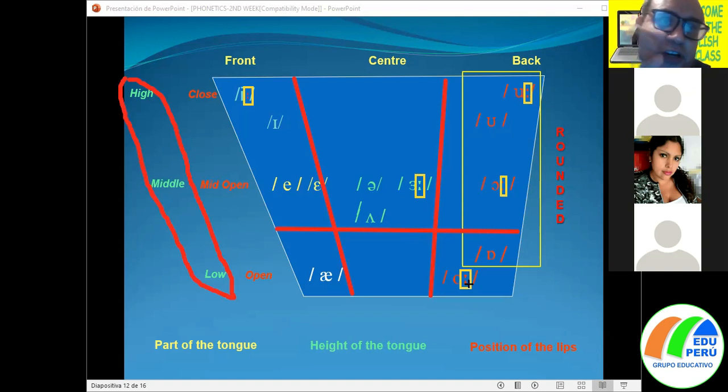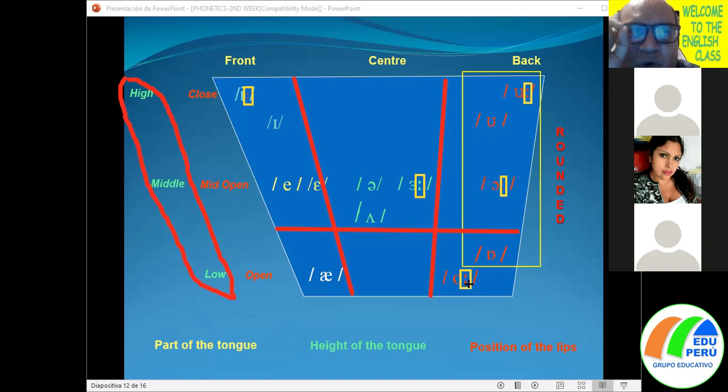You can watch three of them visually: part of the tongue, height of the tongue, position of the lips. But the other two, you have to analyze the symbol. Long or short? How do I know if the vowel is long or short?